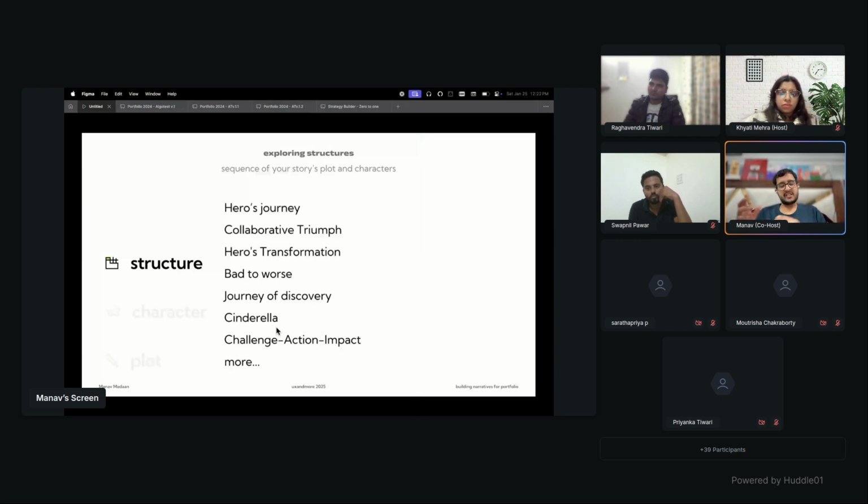Then there is something called challenge action impact. I don't have an example of this at this point of time, but maybe we can think of a story where someone challenged someone, right? And based on that challenge, there is some impact in the story, right? And these are some common structures, right? There are more structures, and if you just go on the internet and Google storytelling structures, right, you will find a lot of examples of story structures, right?